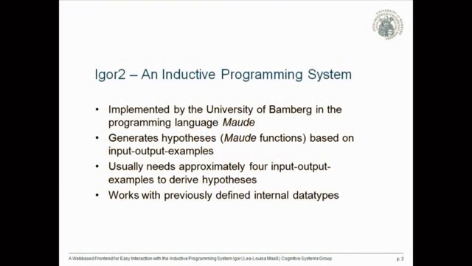One of these inductive programming systems is IgorII, which was implemented by the University of Bamberg in the programming language Maude. IgorII generates hypotheses based on input-output examples, and those hypotheses are Maude functions. IgorII usually needs approximately 4 input-output examples to derive those hypotheses, and it works with previously defined internal data types. So the programming language Maude itself has data types, but IgorII needs special data types, which are also defined within IgorII. IgorII, the algorithm, can be described as a uniform cost search, which means that the hypotheses with minimal costs are used for replacement and are returned by IgorII.